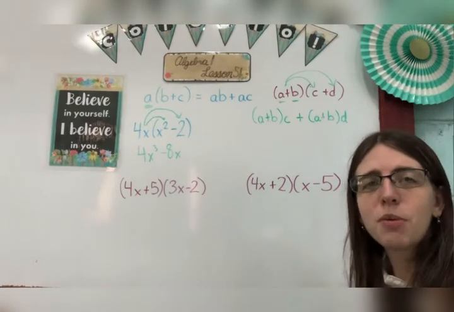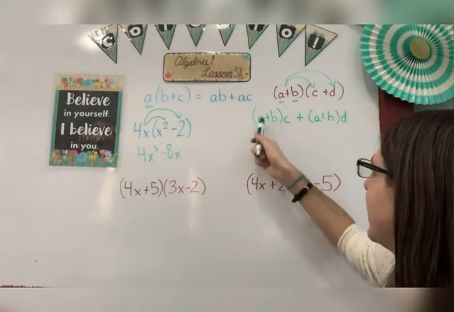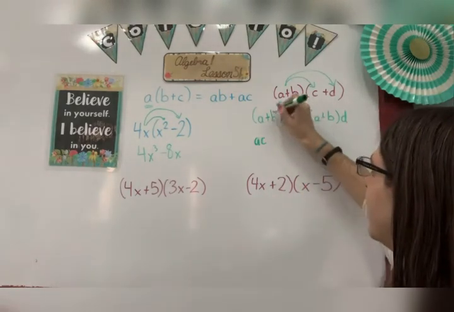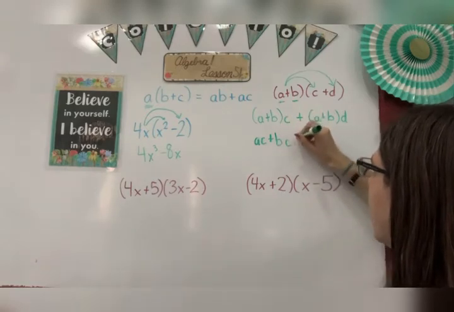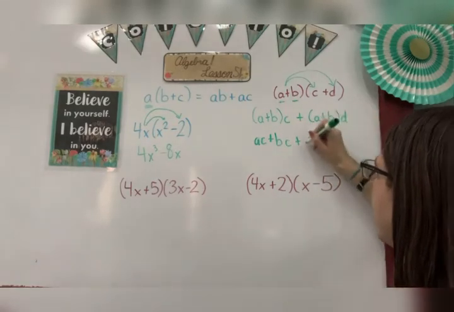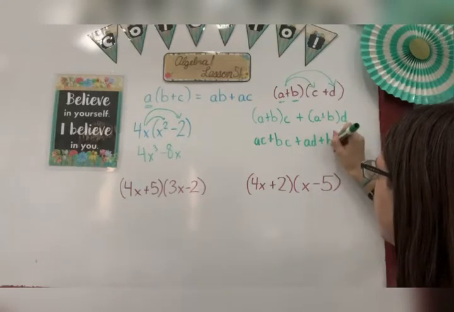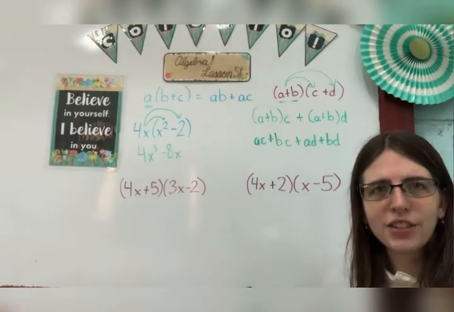Now I use the distributive property again to simplify it a little bit more. So I have C times A. I'm going to write it in alphabetical order. AC plus B times C, plus, now it's over here, D times A plus D times B. And then I have my answer.